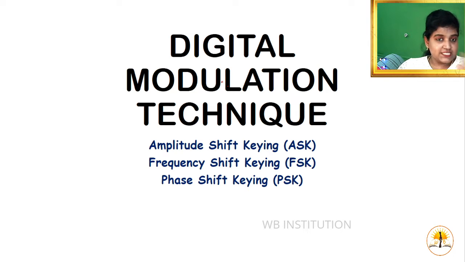Fine. On the screen, you can see three different types, right? Yes, of course, your answer is right. The digital modulation technique includes three different types. One is amplitude shift keying, that is ASK. Second one is frequency shift keying, FSK. And finally, phase shift keying, that is your PSK.